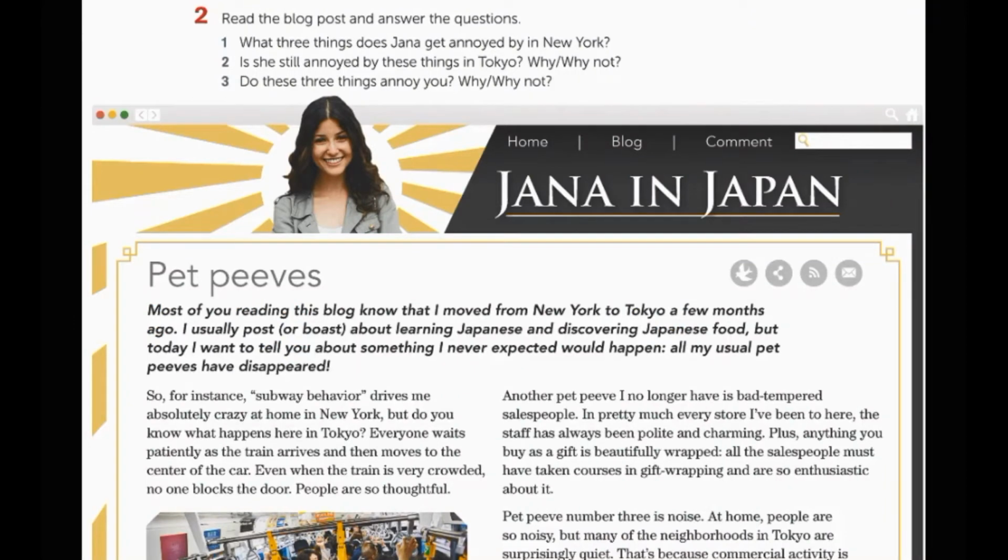Take a look at this blog post. JANA in Japan. The title is Pet Peeves. So what are the 3 things JANA gets annoyed by in New York? Is she still annoyed by these things in Tokyo? Why or why not? Do these three things here annoy you? Why or why not? When I say pet peeve as the title of this blog post, what do you understand by it? What does pet peeve mean?